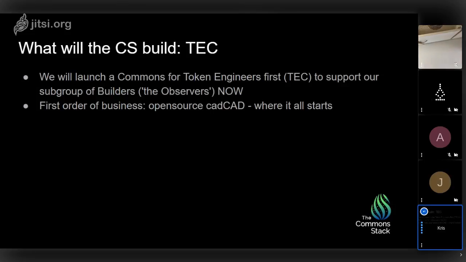So what is the first thing that you want to do if you want to support those people? It's to open source CatCat. That's where it all starts. And I think this is an important one. That's why I put it separately, because that is why it is the token engineering commons and why we start with it. And it takes a whole big chunk of the budget.